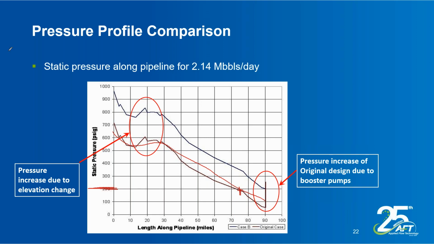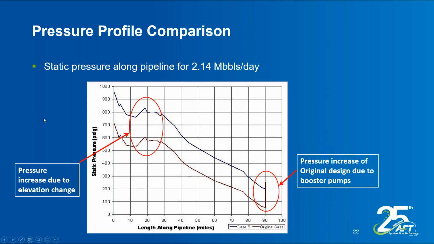When you're looking at just 2.14 million barrels per day, and you're using the 60-inch diameter pipeline as well as a stronger steel, you can withstand higher pressures. So that boosted up the pressure profile significantly. And by the time it gets to the injection wells, those booster pumps were not needed anymore. So that was some really good savings on that original design flow rate.